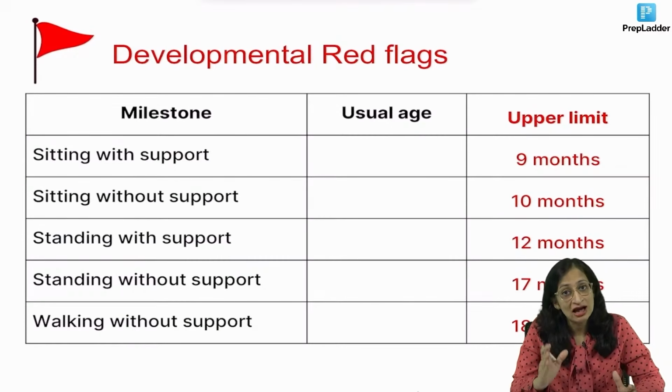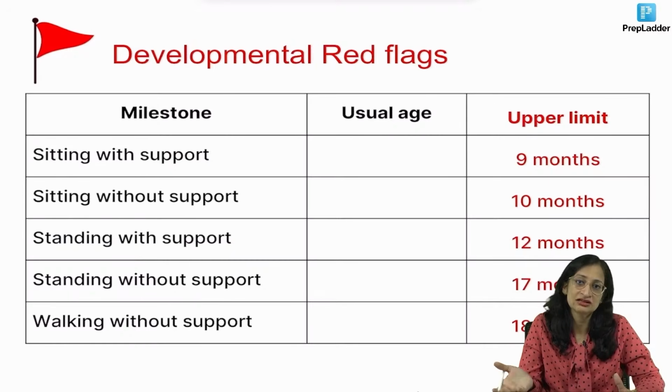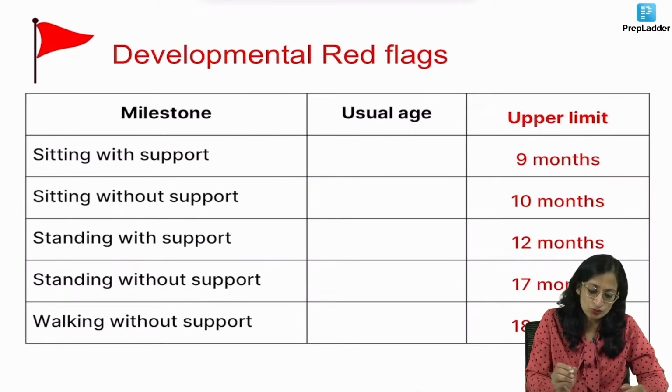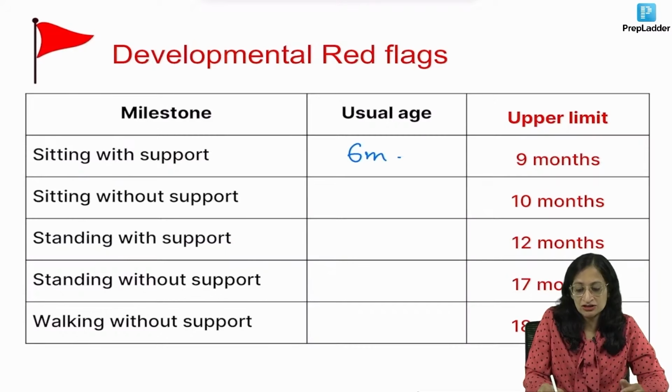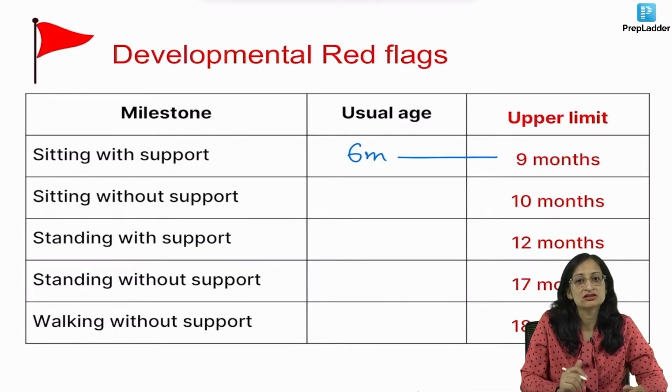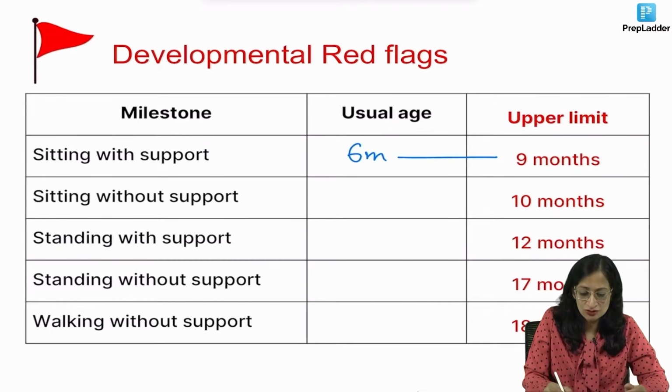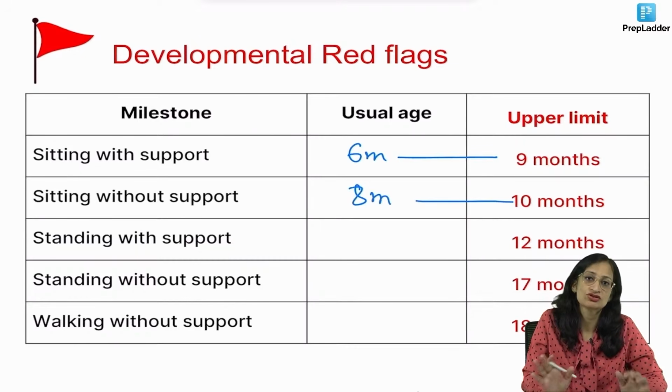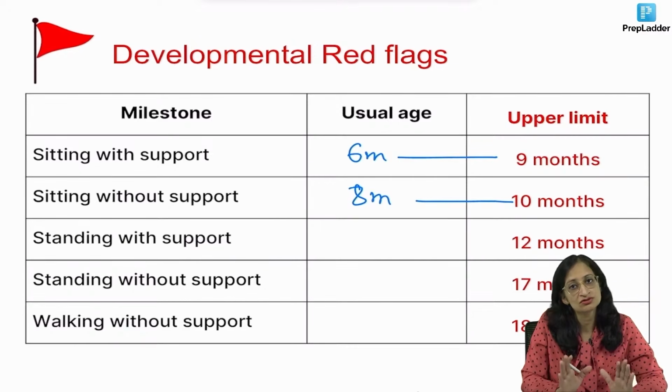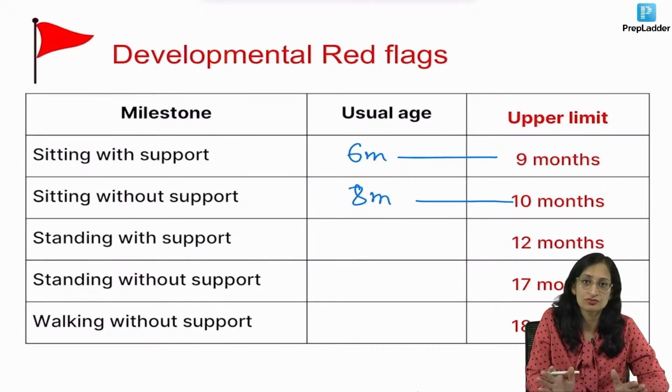If by that time also that milestone has not come, then it is abnormal. So, sitting with support, we said for example comes at around 6 months of age. If it has not come by 9 months, then it is abnormal. Similarly, sitting without support comes at 8 months. If it has not come by 10 months only, then it is abnormal. So, if a 9-month-old baby is not able to sit without support, we will not call it abnormal.